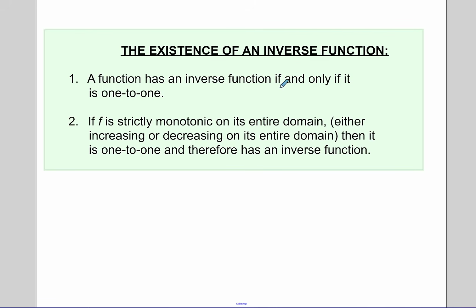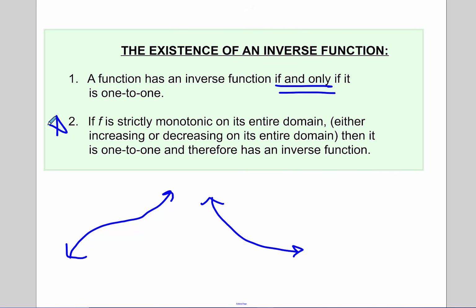So a function has an inverse if and only if it's one-to-one. And if f is strictly monotonic on its entire domain, that means it's increasing everywhere or it's decreasing everywhere, then it's going to be one-to-one and therefore has an inverse function. That's a handy little fact to know.